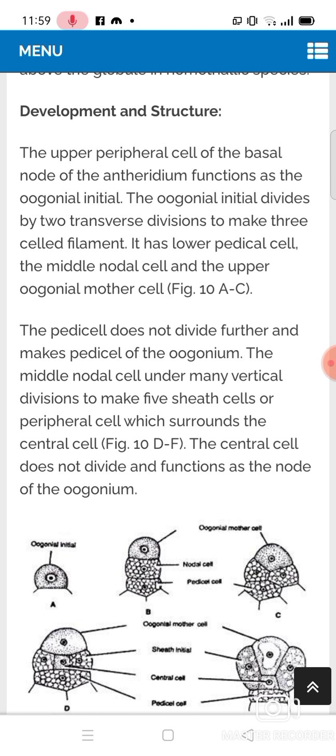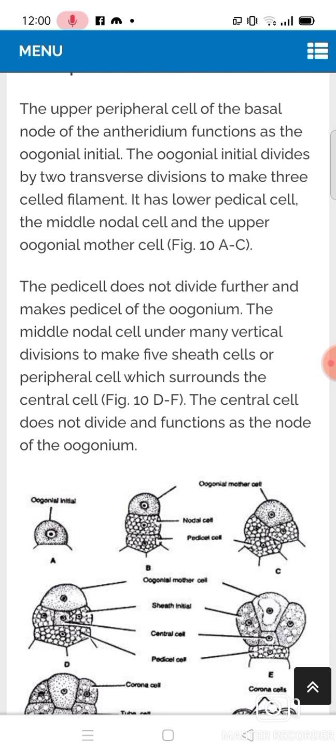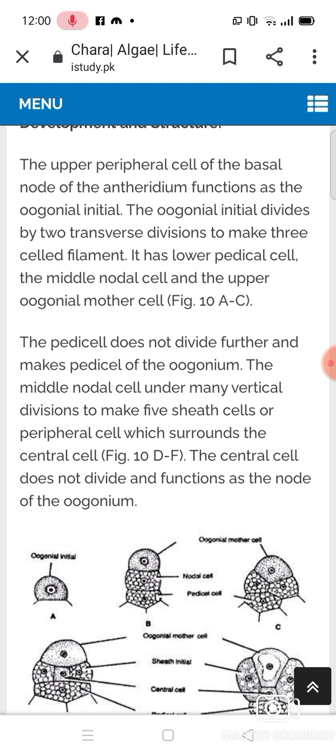Now coming to the development and structure of the nucule, which is somewhat similar to the development and structure of the antheridium, so you will not have much difficulty understanding it. In this case, the upper peripheral cell of the basal node functions as the oogonial initial, the first cell or mother cell which will make the female reproductive structure, the nucule or oogonium.